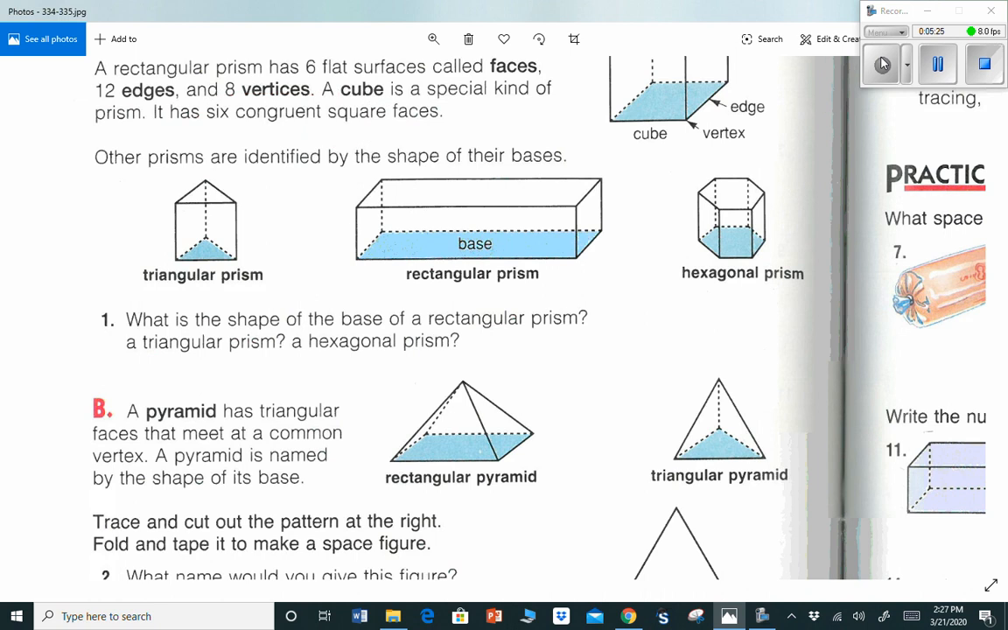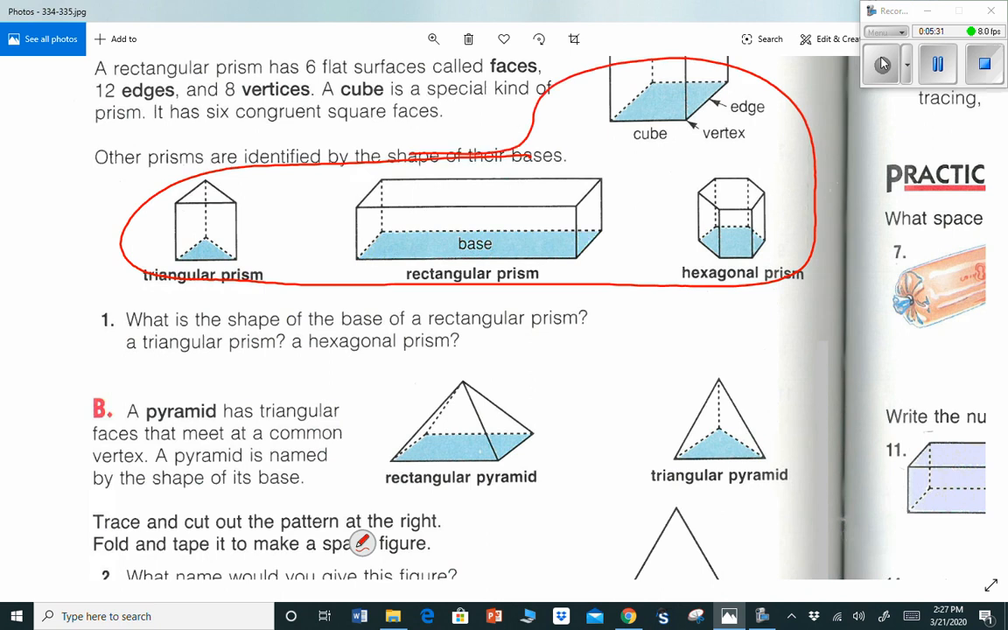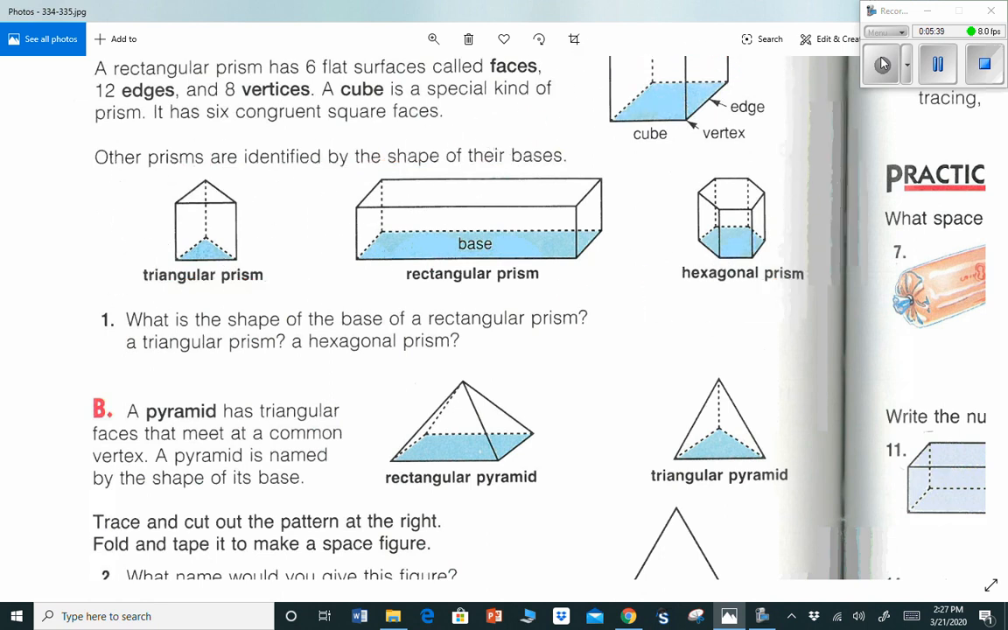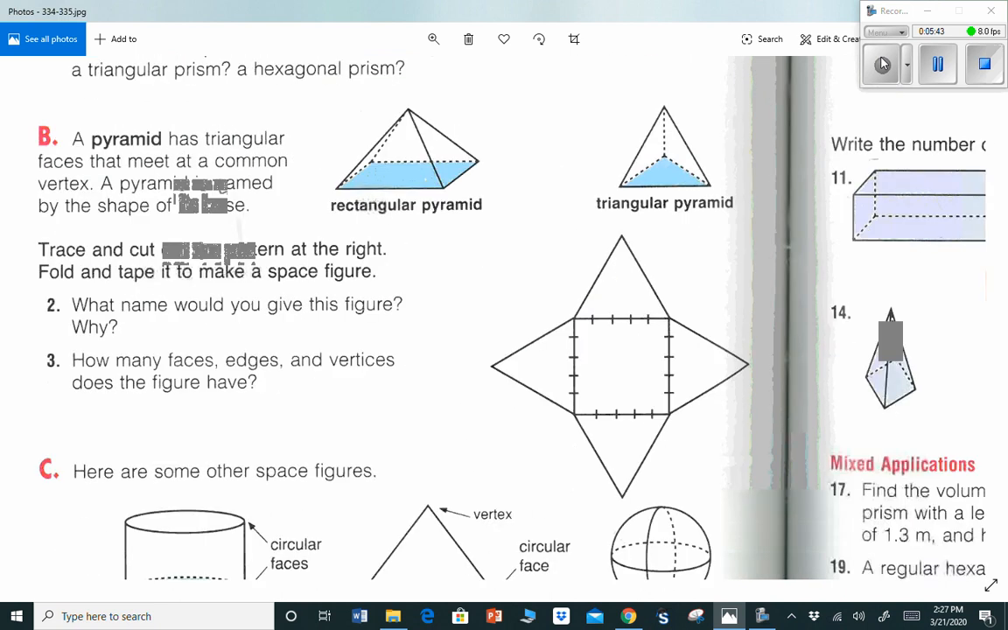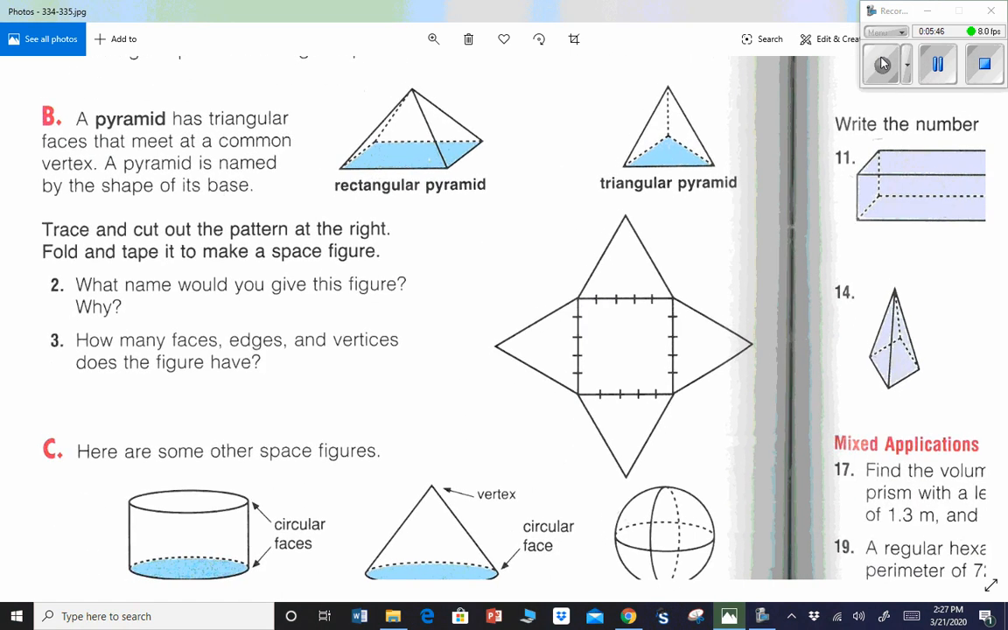Okay, so those were all prisms. Do you see that? All of those were prisms. They have two equal bases, two congruent bases, joined together by rectangles on the side. Okay, so we're moving from prisms to, you guessed it, pyramids. A pyramid has triangular faces.